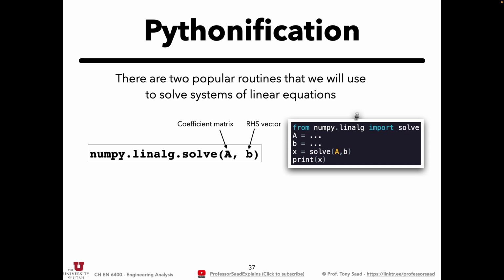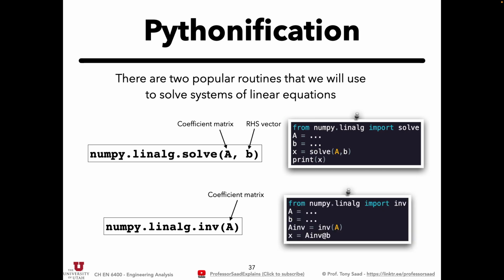That's how it is in MATLAB as well. The other option is to find the inverse of A. And again, from linalg, you call the inverse of A. Now that gives you the inverse, okay? So you compute A inverse, and then you multiply A inverse with B. So that's the matrix vector product. A inverse is a matrix, and then you multiply it by B. Now to do that matrix vector product, you use the symbol @ in Python. Okay, use the symbol @.